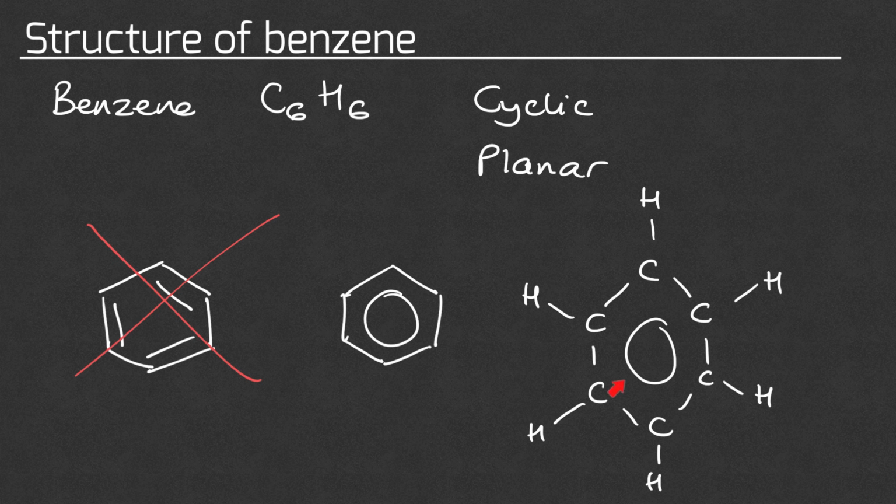The ring in the centre represents delocalized electrons. So it represents a ring of 6 delocalized electrons. We're going to have a look at the structure of benzene in more detail.